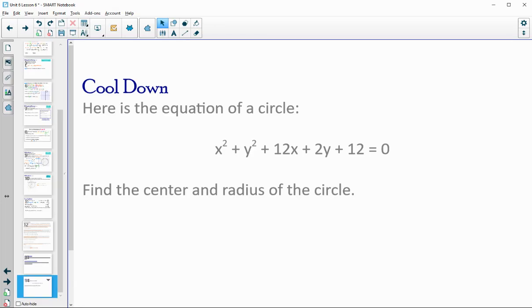Then your cool down for this lesson that you can try to make sure that you understand the lesson is here. Be sure if you're having problems with this that you reach out to your teacher.